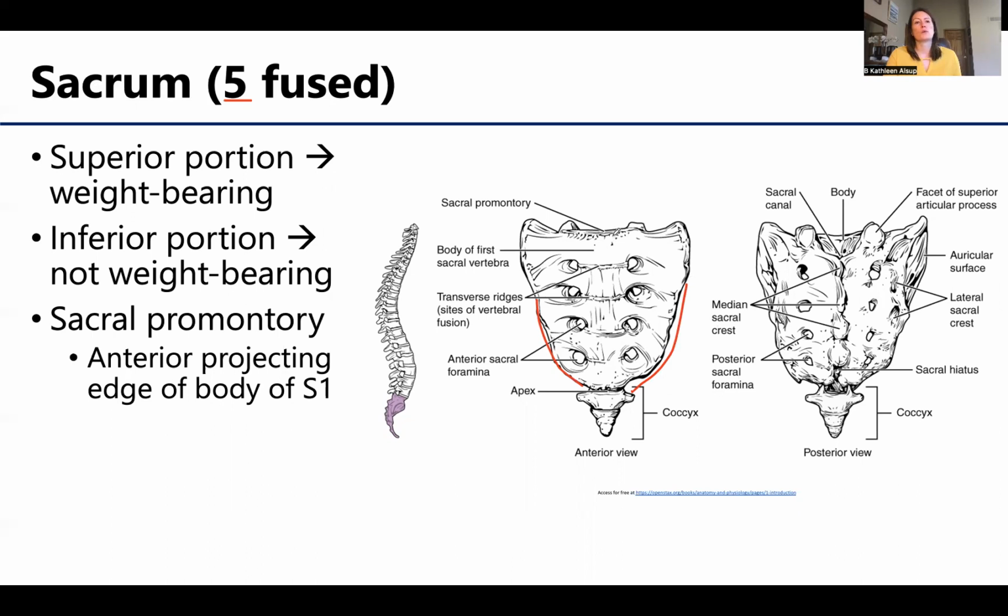One of the most important regions of the sacrum is going to be the sacral promontory. We talked about it when we were talking about one of the boundaries of the pelvic brim. So it's this anterior projecting edge of the body of S1. It is palpable as well, and sometimes this is used in terms of certain gynecological measurements.